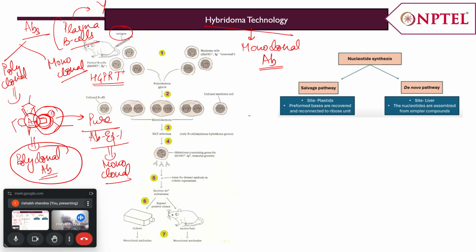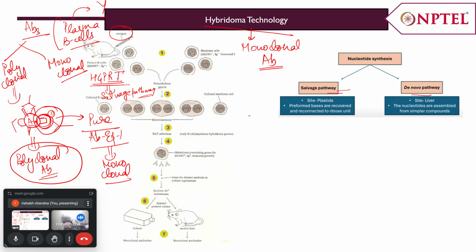So what is HGPRT? This is hypoxanthine transferase, I'll let you know the full form. It is involved in the salvage pathway. First I'll explain briefly what the salvage pathway is. There are two types of pathways that depend upon nucleotide synthesis. One is the salvage pathway and the other is the de novo pathway.